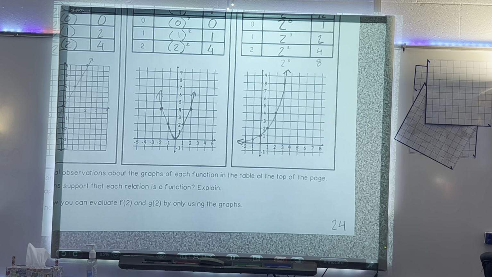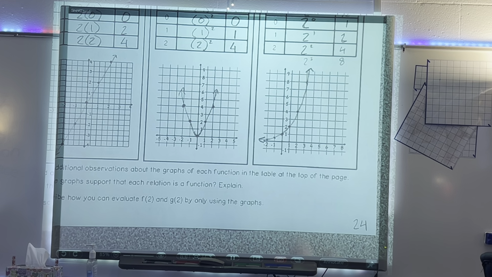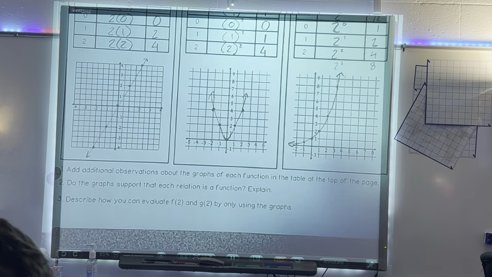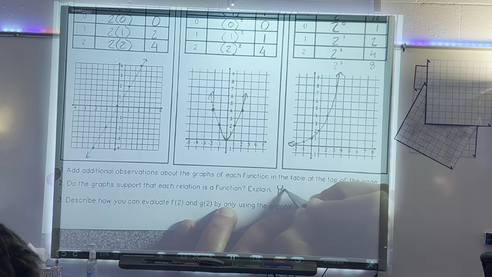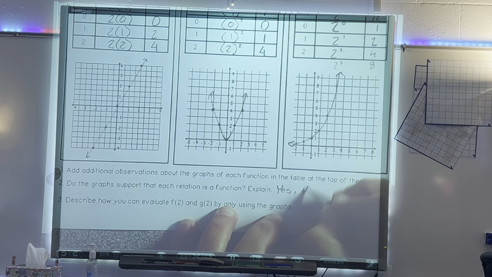Alright, so then it asks a couple of questions down here. The first thing is going back and adding stuff to our table up there. We're not going to do that, we filled that out already. Question number 2 says, do the graphs support that each relation is a function? So, do all of these qualify as a function? What's the easiest way to check when I have a graph? Vertical line test, and it passes, right? Everybody okay there? So she said yes. We'll say yes. They pass.